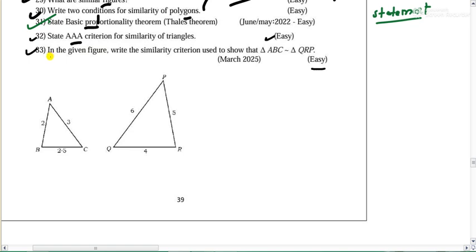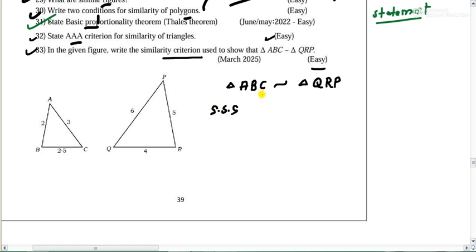They are asking, in the given figure, write the similarity criterion used to show that triangle ABC is similar to triangle QRP. So which condition will be used? They have not given any option. You have to look at the data and write. You have to look at the figure. It is SSS, correct?